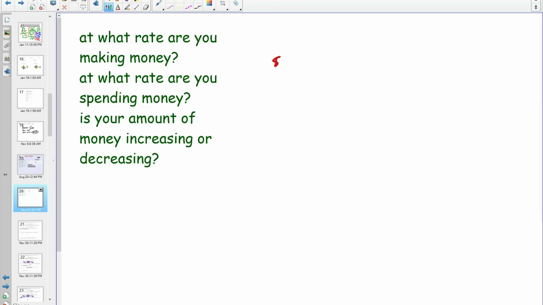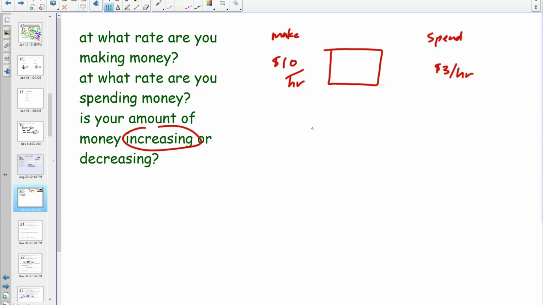For example, I make $10 per hour. If I make $10 per hour, and I spend $3 per hour, is my amount of money increasing or decreasing? It's increasing, right? How do you know? Because 10 minus 3, the rate that I'm making money minus the rate that I'm spending money, is a positive number. So therefore, my amount of money is increasing.